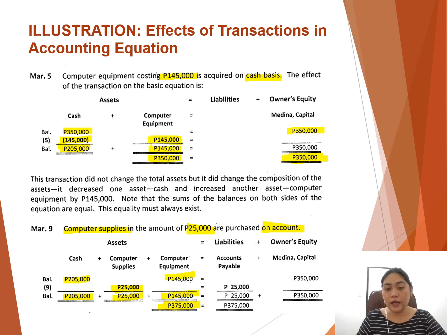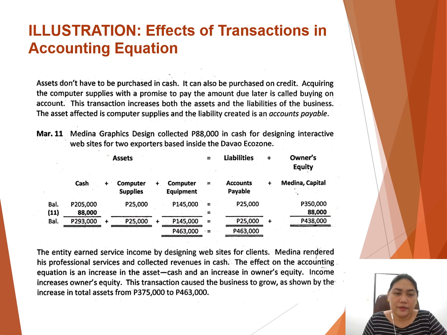Tapos, dahil utang, anong nangyari? Nagkaroon ka ng liability, accounts payable na 25,000. So, copy lang yan dyan sa baba. And then, we have capital of 350,000. Pag-adin lang yan, 25,000 plus 350,000. So, the total is 375,000. So, anong napansin ninyo? Balanse. So, tama pa tayo. Okay? Next.